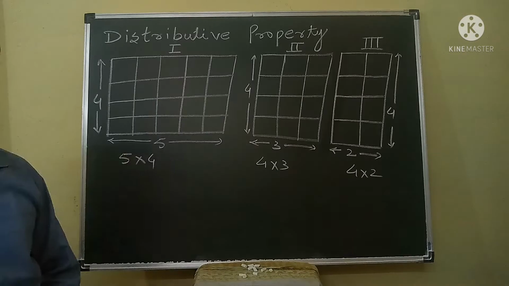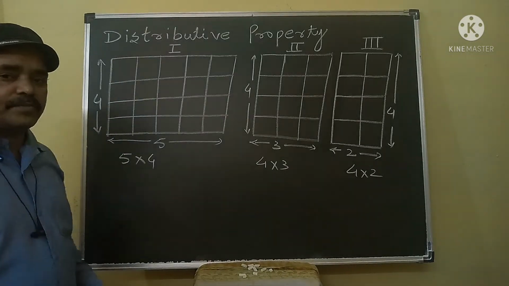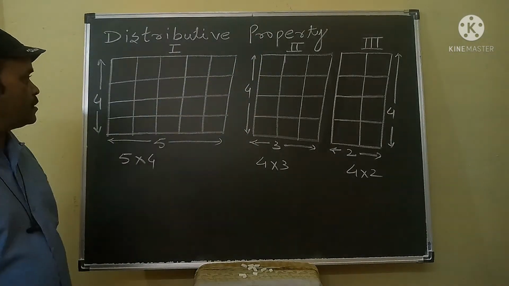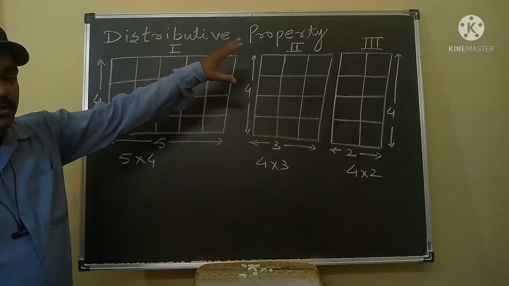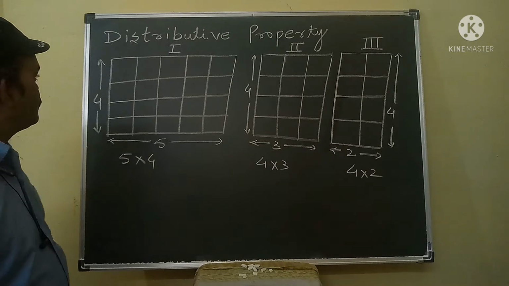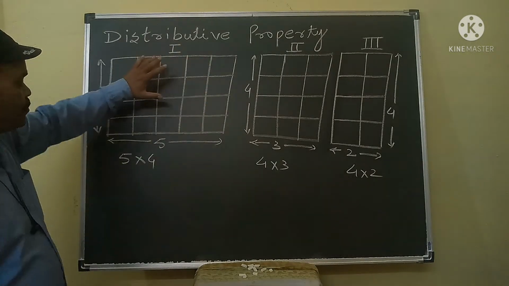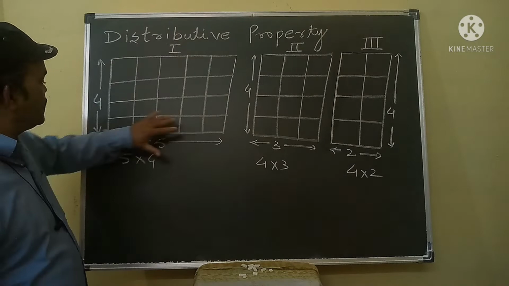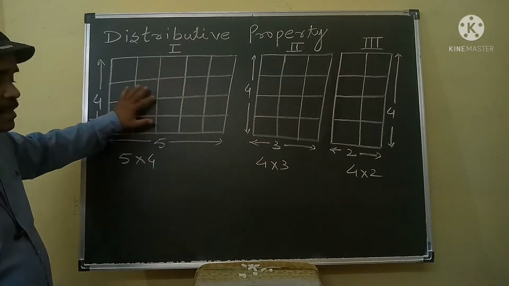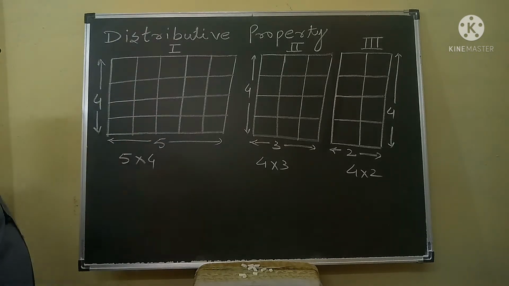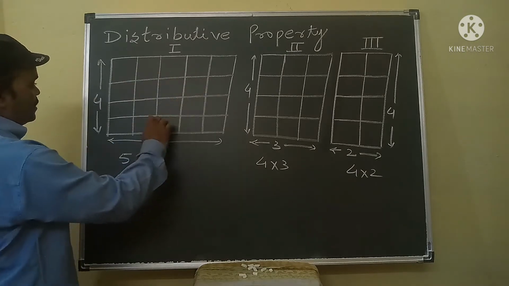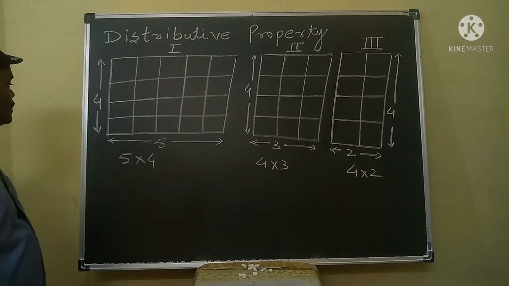Now we will discuss the distributive property. For the explanation of the distributive property, I want to give you an example. Suppose this is one big block, and this big block is divided into many squares.